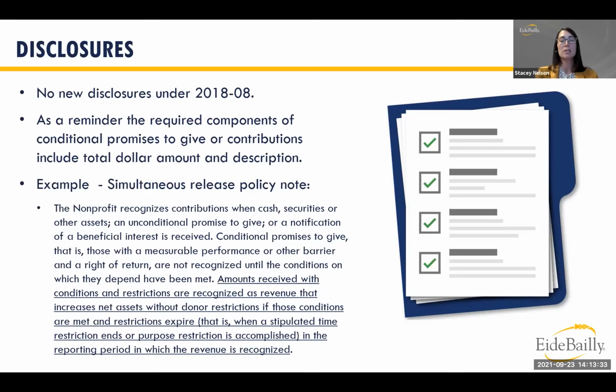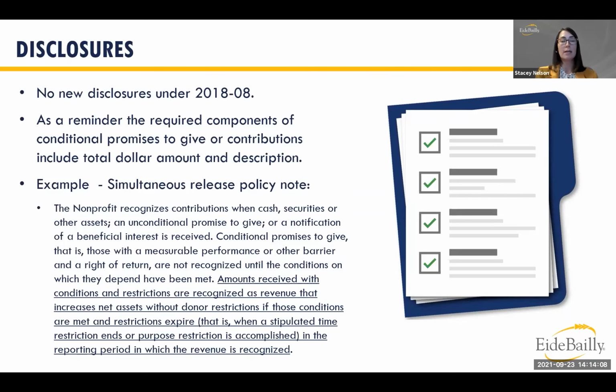The first section talks about how you're recognizing contributions. A conditional promise to give is one with a measurable performance or other barrier and a right of return, and those are recognized when those conditions have been met. Amounts received with conditions and restrictions are recognized as revenues that increase net assets without donor restrictions if those conditions are met and restrictions expire in the reporting period in which the revenue is recognized. So that is how your policy footnote would read.